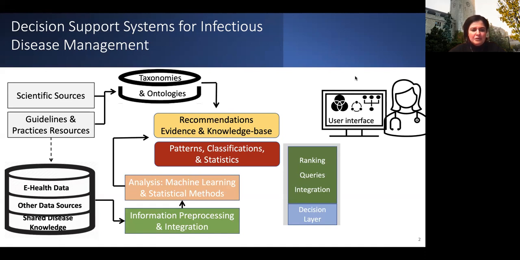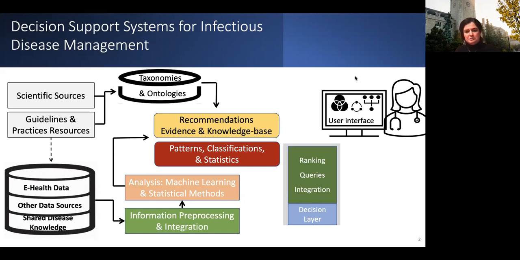So basically, the first step is that we get the data and we have to pre-process and integrate that information from different sources that come in. It could be in text format, image format, or it could be categorical data, numerical data. So that data needs to be collected, then integrated, analyzed, and patterns need to be extracted.